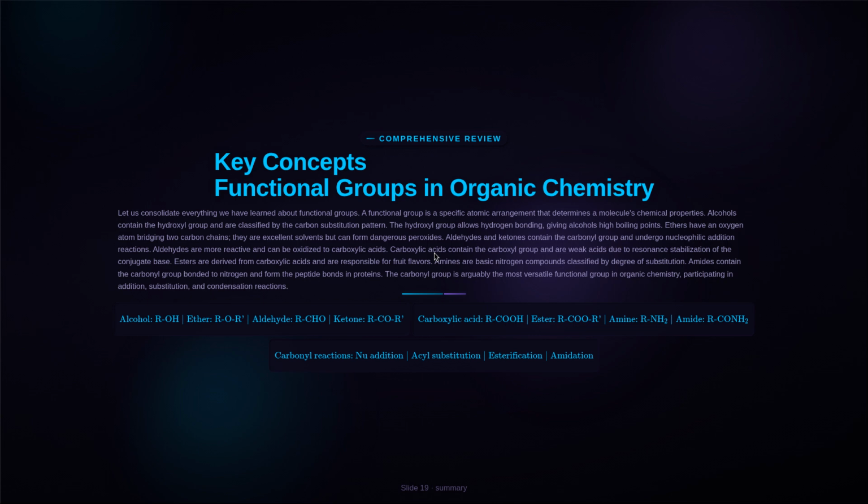Carboxylic acids contain the carboxyl group and are weak acids due to resonance stabilization of the conjugate base. Esters are derived from carboxylic acids and are responsible for many fruit flavors. Amines are basic nitrogen compounds classified by degree of substitution. Amides contain the carbonyl group bonded to nitrogen and form the peptide bonds in proteins.